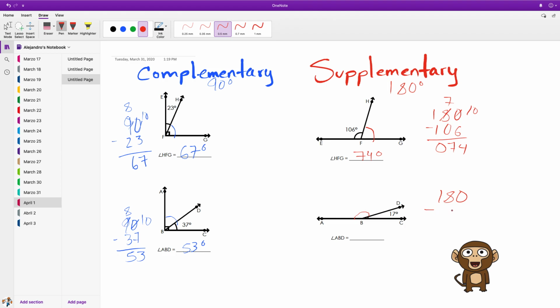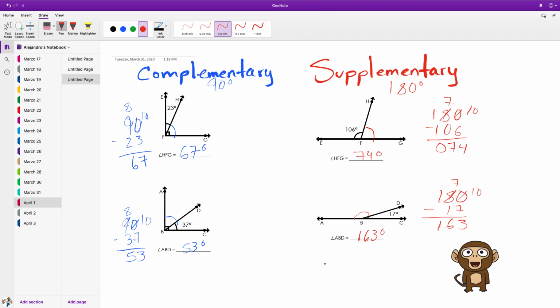So 180 minus 17. Guys, 0 minus the 0 becomes a 10. The 8 becomes a 7. So 10 minus 7 is 3. 7 minus 1 is 6. I bring down the 1. Guys, the measure for this angle is 163 degrees. And that's how you find, guys, and that's how you measure angles, by doing math.